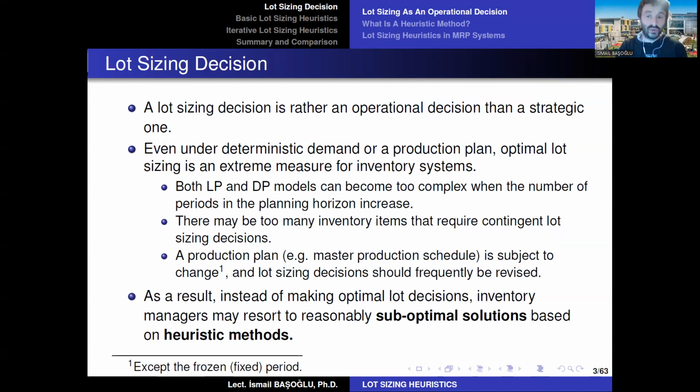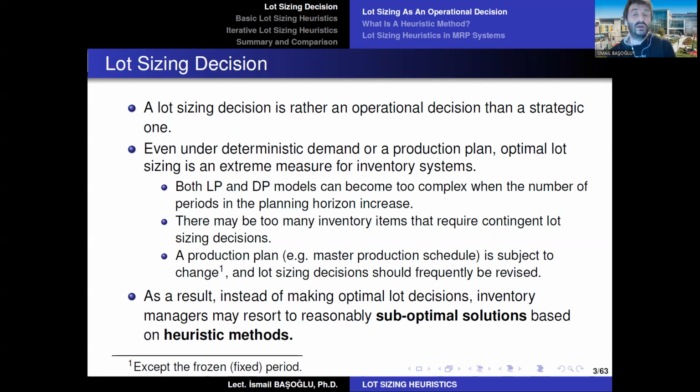As I have said, sometimes when you solve the load sizing problem for aggregate level plans, you can choose optimization. However, if the load sizing decision is an operational decision, for example, if you are trying to determine the order quantities in a net requirement plan of a master material requirements planning system, in that case, the load sizing decision becomes an operational decision. And for these operational decisions, optimization approaches are not very practical.